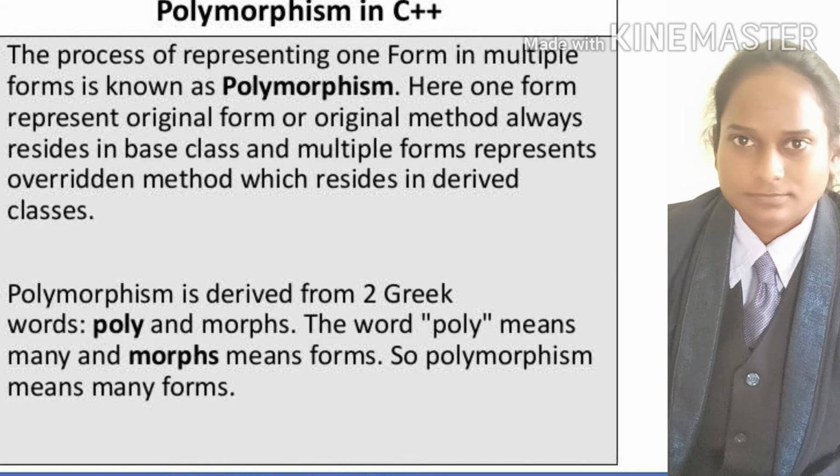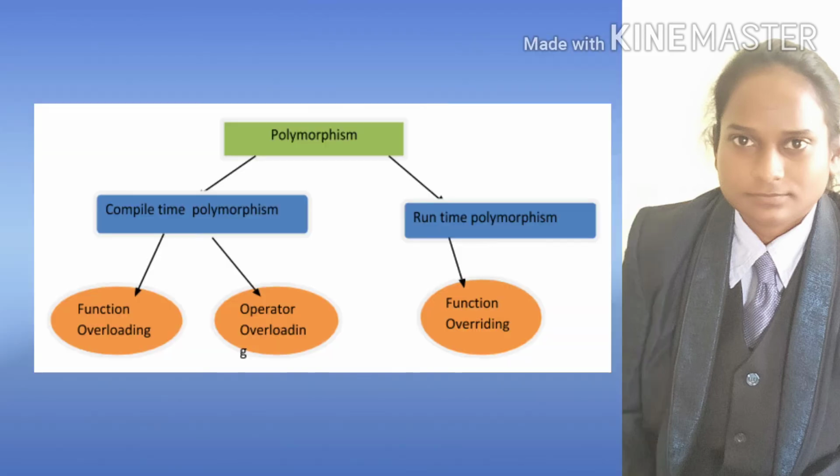Polymorphism. The process of representing one form in multiple forms is known as polymorphism. Here one form represents the original form or original method, which always resides in the base class, and multiple forms represent overriding methods which reside in derived classes. Polymorphism is derived from two Greek words, poly and morph. The word poly means many and morph means forms. So polymorphism means many forms.